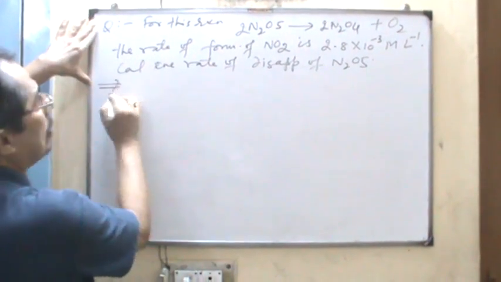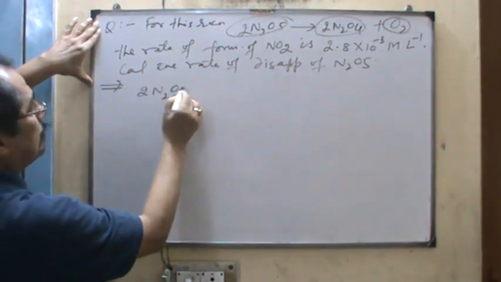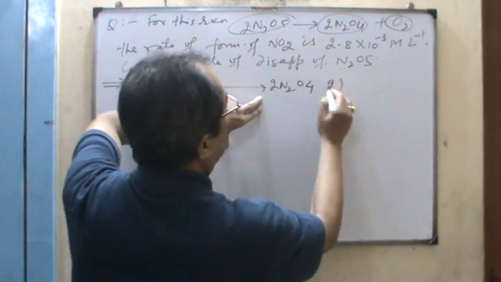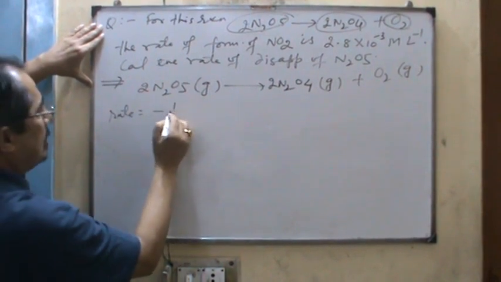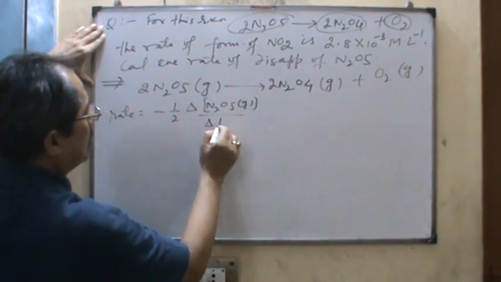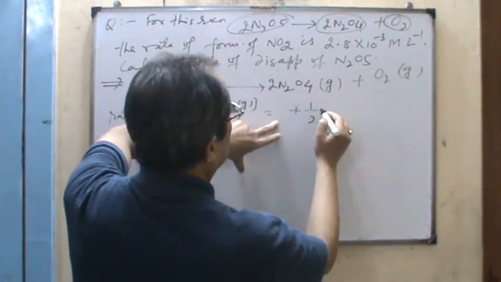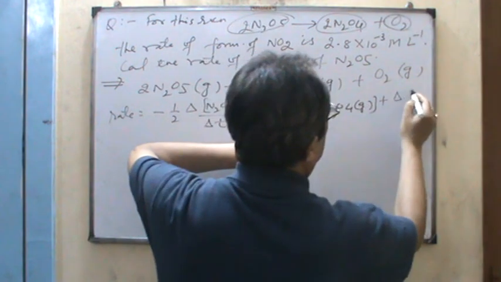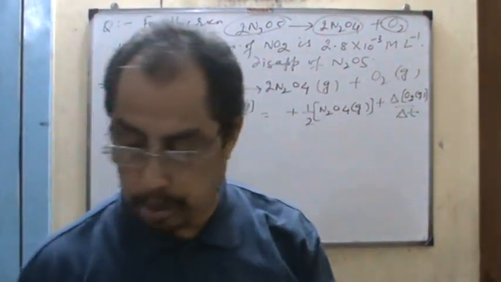So the reaction is this one. As per the question, 2N2O5 in the gaseous state undergoes decomposition to form N2O4 plus O2 gas. So the rate is expressed as -1/2 Δ[N2O5]/Δt equal to plus 1/2 Δ[N2O4]/Δt plus Δ[O2]/Δt. My dear students, let me just go through the paper.